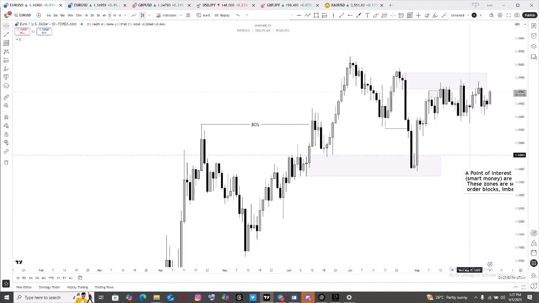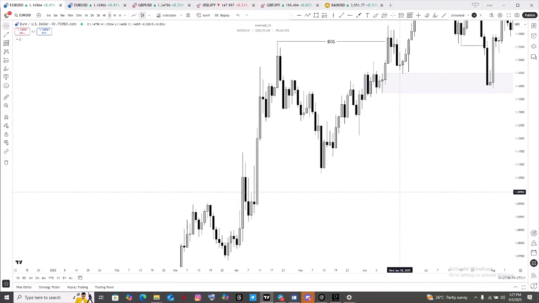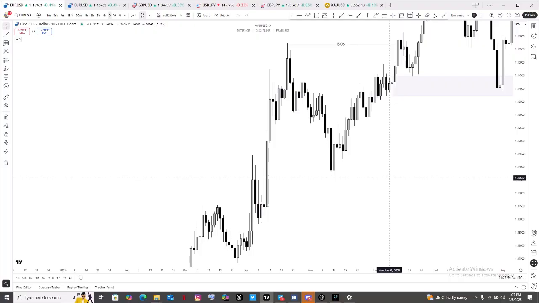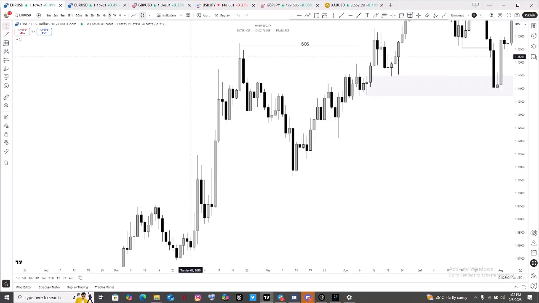Let me show you guys examples on the chart. So mostly this entry model is used for reversals. Okay, I've spotted one here.